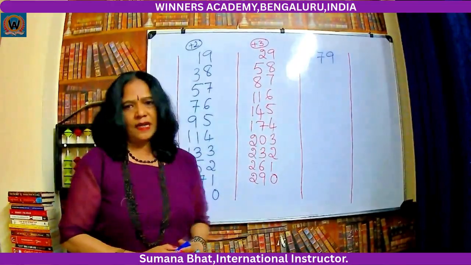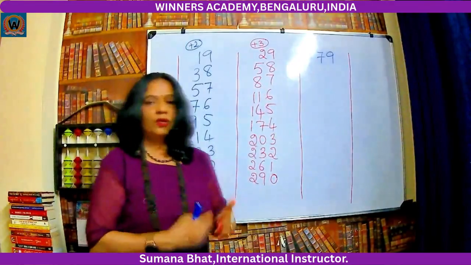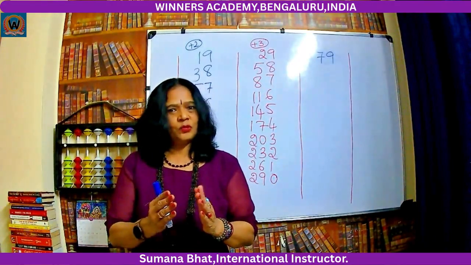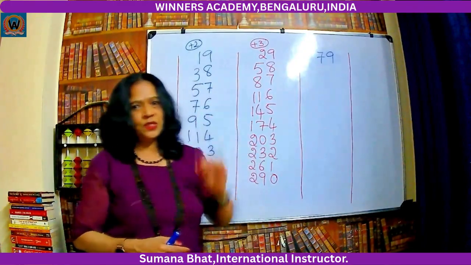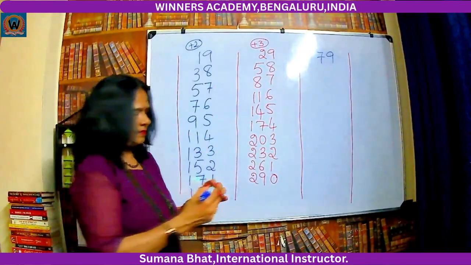In the same way, let us write for 79. Now you have understood how to write this. 7 is there. What to do? Plus 1, means add 8 for each step, and in the units place, descending.